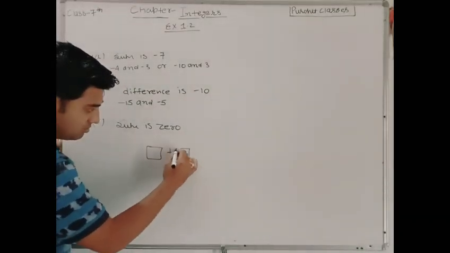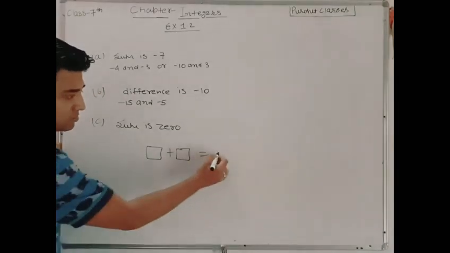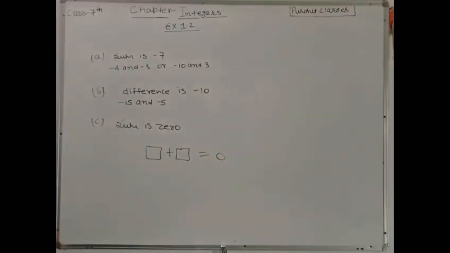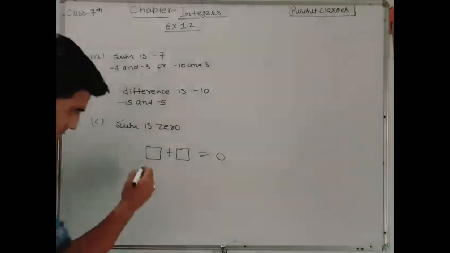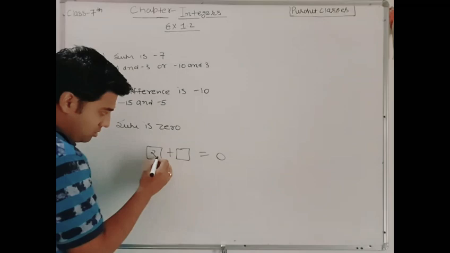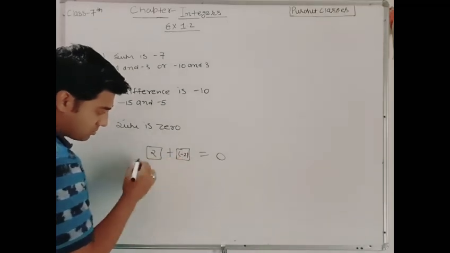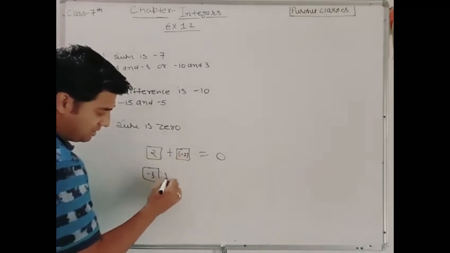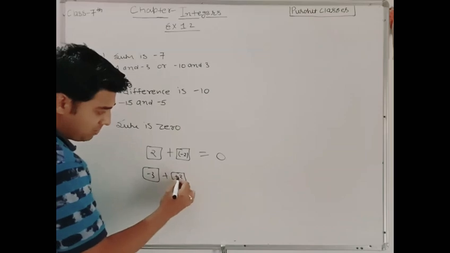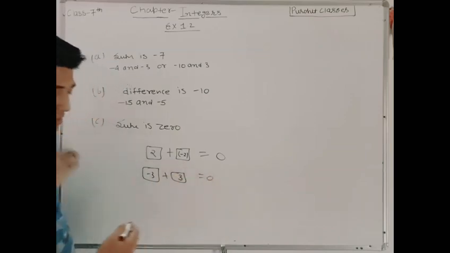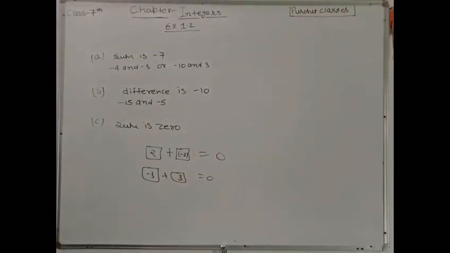In which condition does the sum of two integers become 0? When in the pair one is the additive inverse of the other, isn't it? So if I am writing here 2, then it should be minus 2. If I am writing here minus 3, then it should be plus 3. Understood? So what will be our answer?